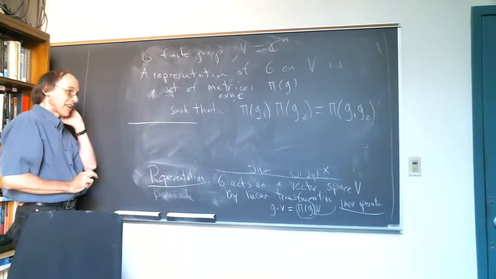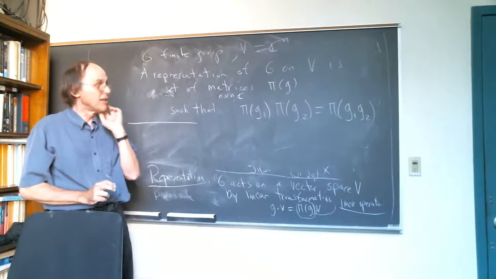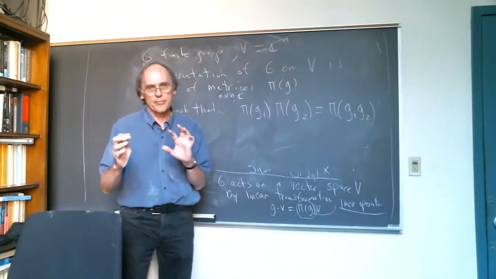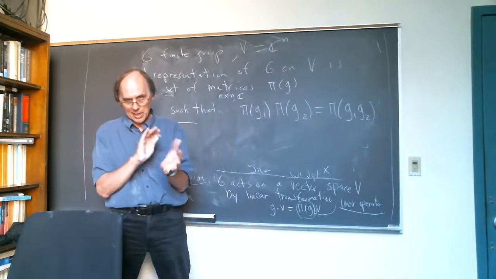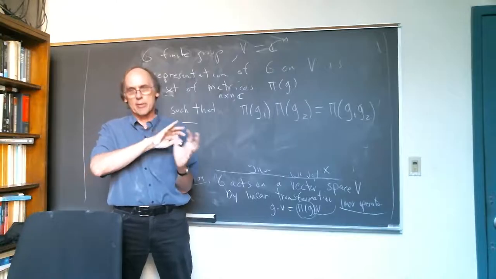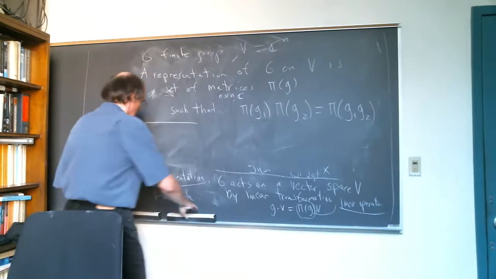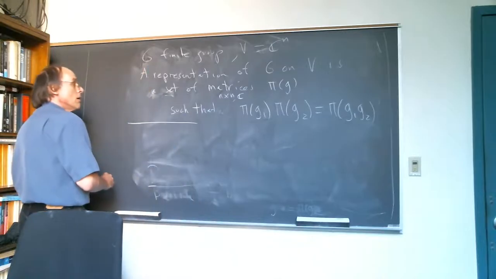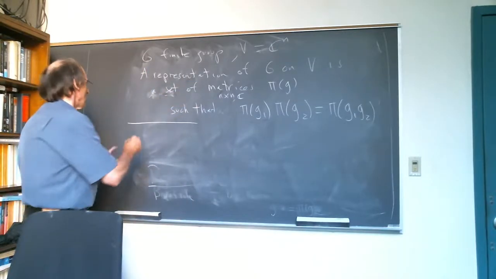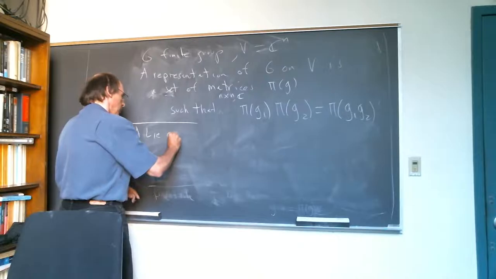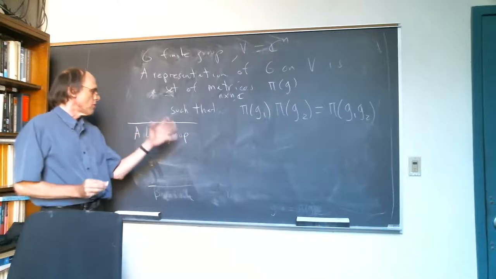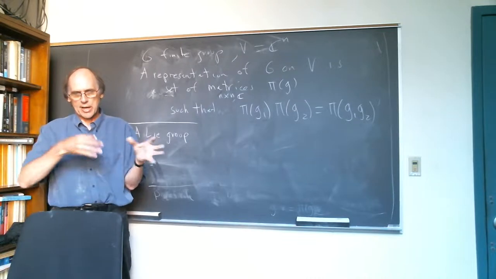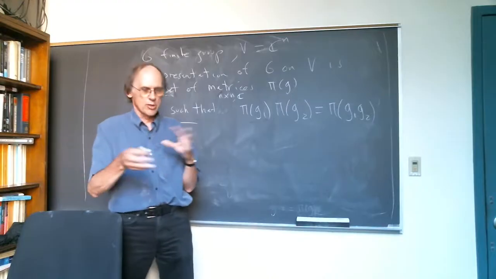So that's finite groups. But the problem is that we're interested not in finite groups, but in groups like translations or rotations, where we want to know what happens infinitesimally, where you can have elements arbitrarily close to the identity. You can use the same definitions, but let me just say this: a Lie group is really a group where you have an infinite number of elements, and you have a notion of being close by, and you can differentiate. You can do analysis on the Lie group.